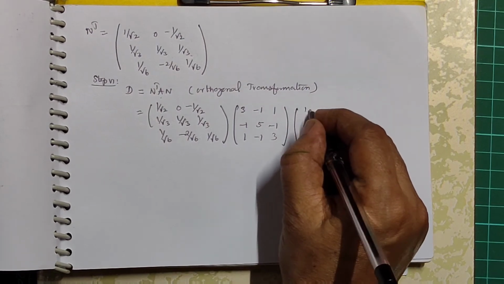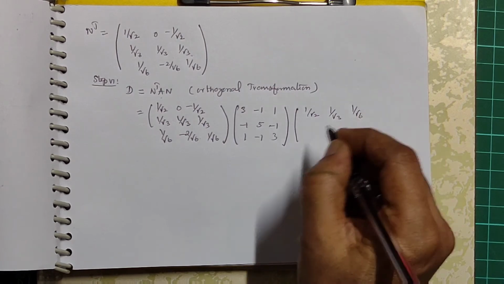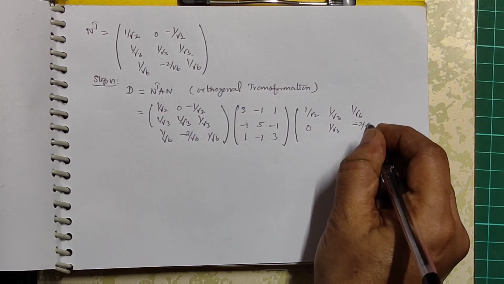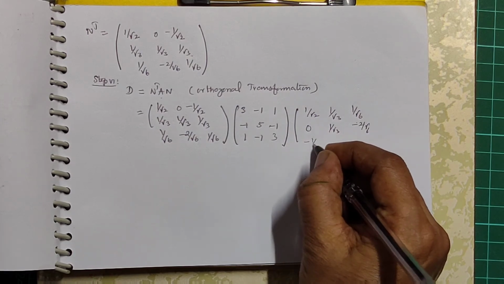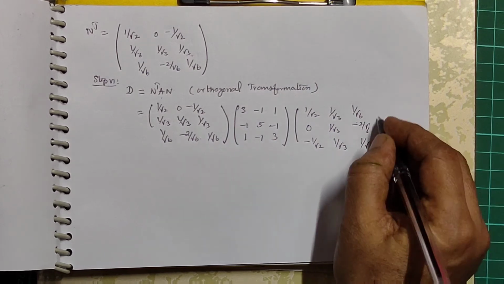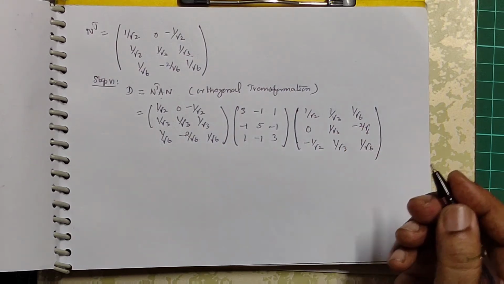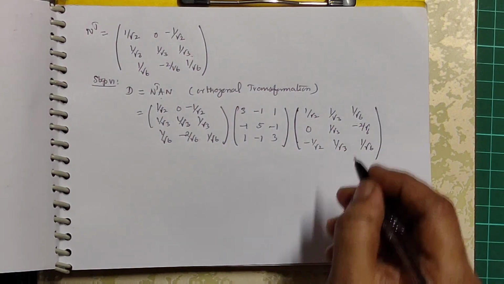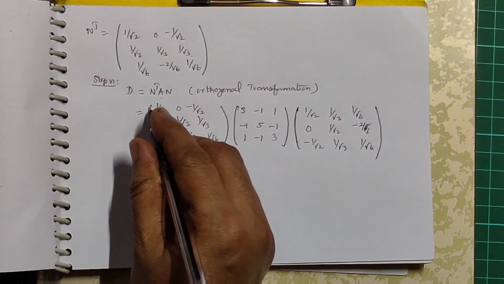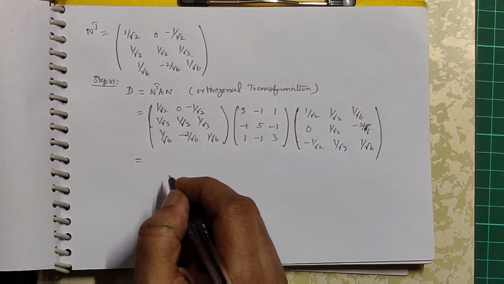So N is 1 by root 2, 1 by root 3, 1 by root 6, then 0, 1 by root 3, minus 2 by root 6, and then minus 1 by root 2, 1 by root 3, 1 by root 6. See, we can use a calculator. Any scientific calculator is allowed in the examination. So you can use this easily to find the product of the three matrices, or else you do it manually. You know matrix multiplication.